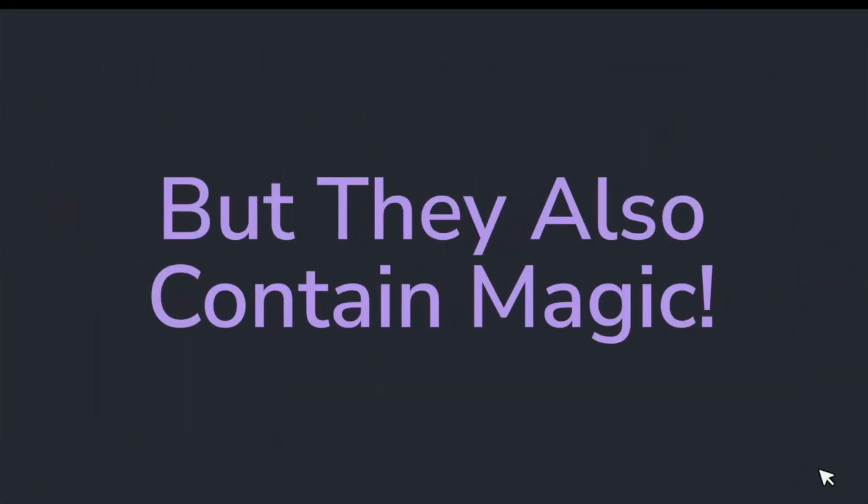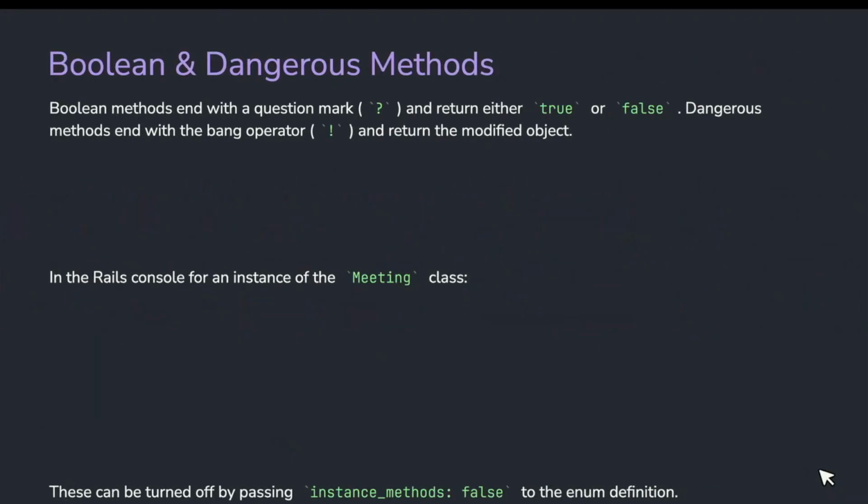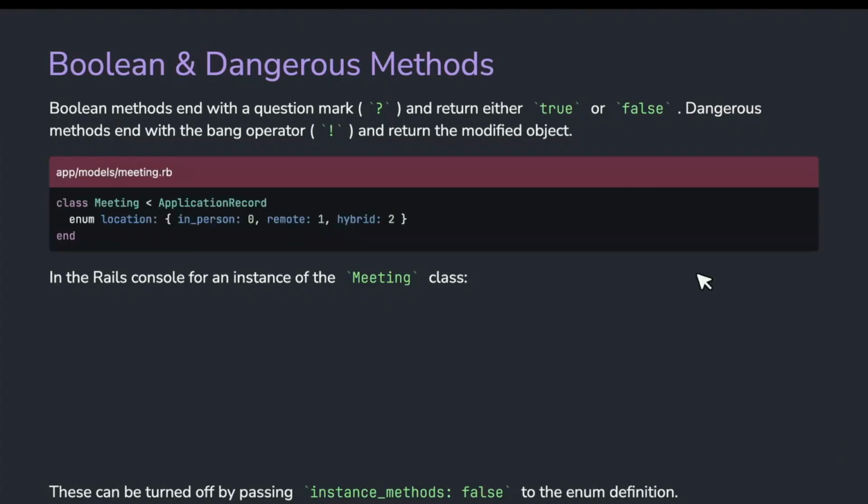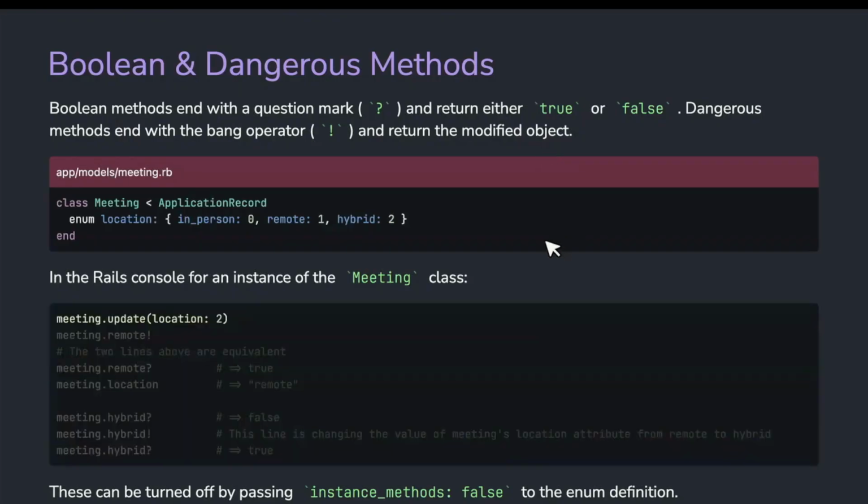But enums also contain magic. They have Boolean and dangerous methods. Boolean methods end with a question mark, and they return either true or false. Dangerous methods end with the bang operator, and they return the modified object. So they change the object in place. Again, our example, and in the Rails console for an instance of the meeting class. So these are instance methods.